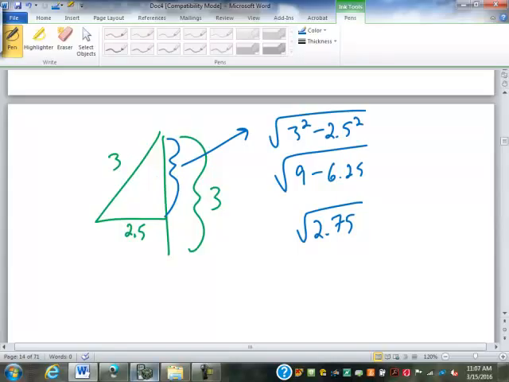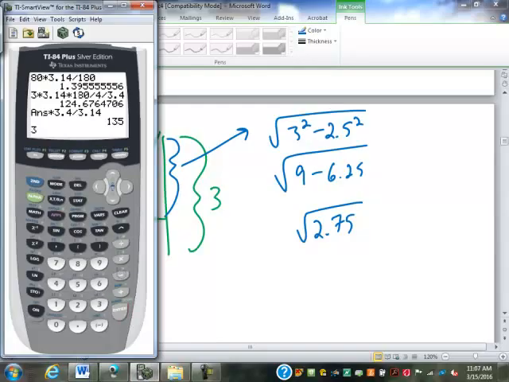So that's 3 minus the square root of 2.75. I get 1.34.